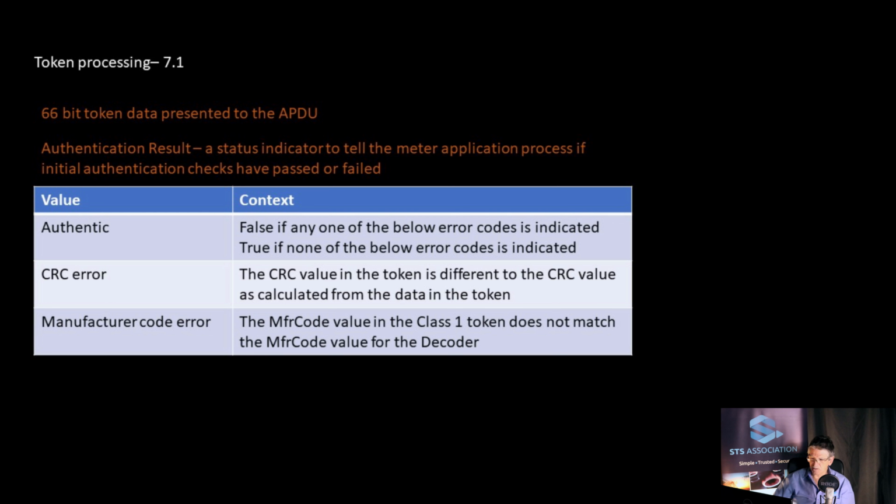If there's a manufacturer code error, for example, in a class 1 token that does not match the manufacturer code for the decoder or the meter, then this gives you a manufacturer code error. If either of these two come up, then the token is not authentic.